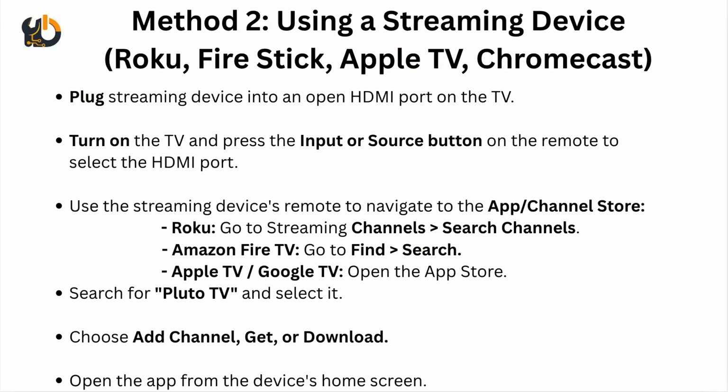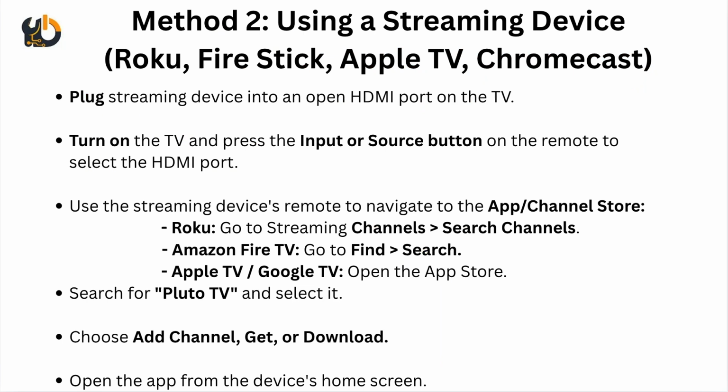The second fix is using a streaming device like Roku, Fire TV, Apple TV and Chromecast. Plug the streaming device into an open HDMI port on the TV. Turn on the TV and press the input or source button on the remote to select the HDMI port. Use the streaming device remote to navigate to the app or channel store.